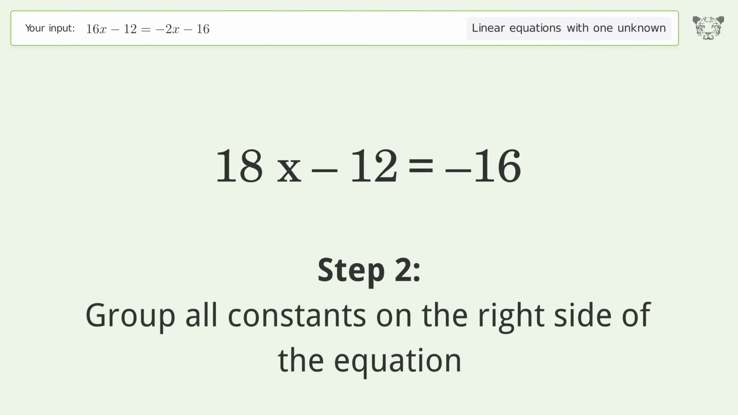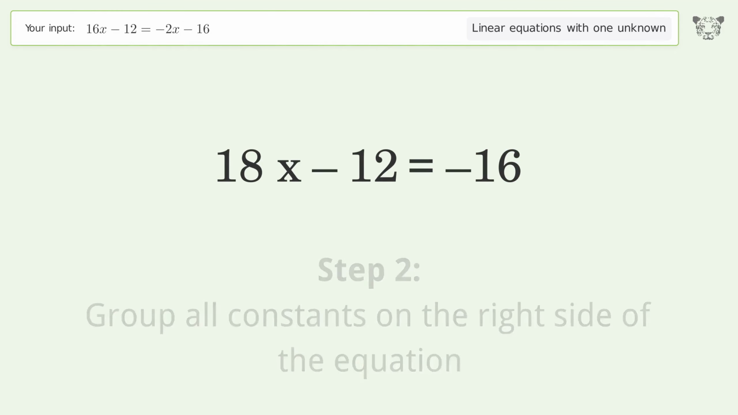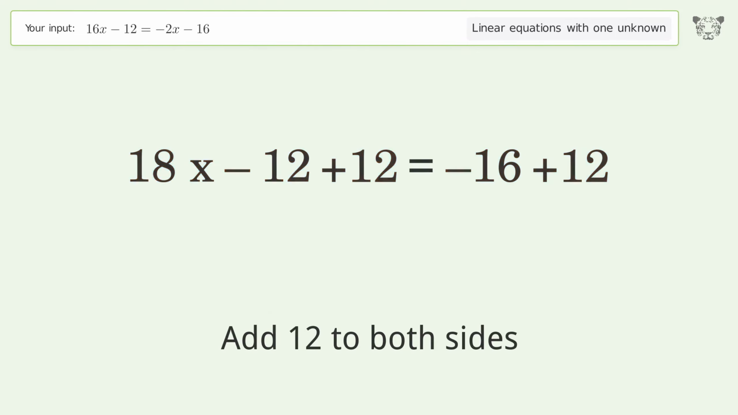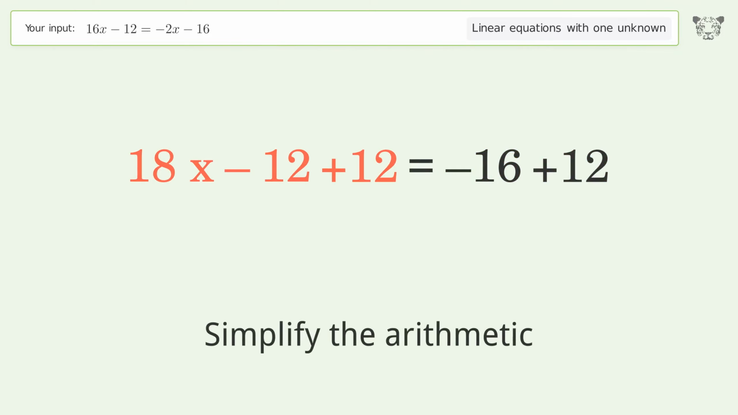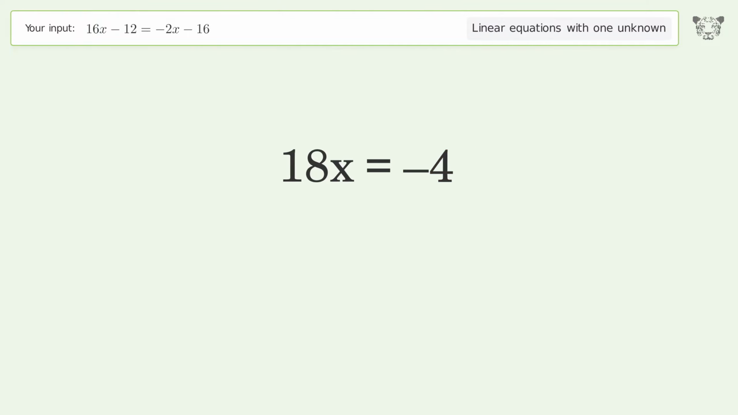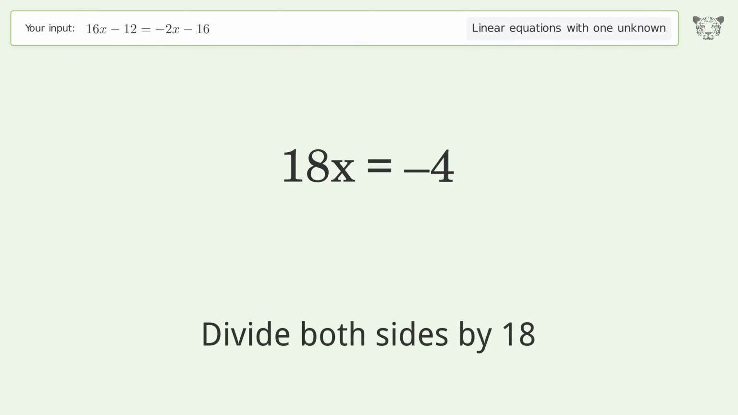Group all constants on the right side of the equation. Add 12 to both sides. Simplify the arithmetic. Isolate the x. Divide both sides by 18.